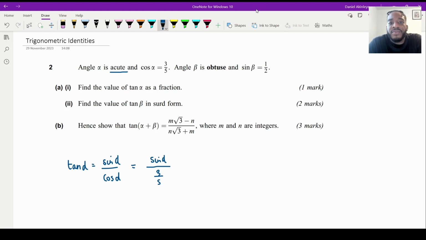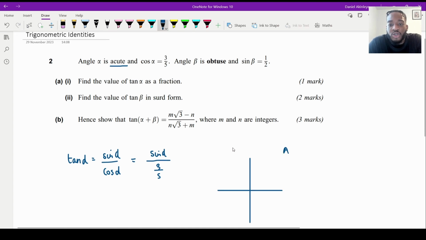So all you have to do here is, if you get a CAST diagram, just to remind yourself of the quadrants and where the trig ratios are positive, right? Remember, we know that in the first quadrant all of the trig ratios are positive. In this one here, only sine. In this one, only tan. In this one, only cos. So since they told us that angle alpha is acute, that means it's going to be in this quadrant here. So that means we'll be using the positive value of sine alpha, right?